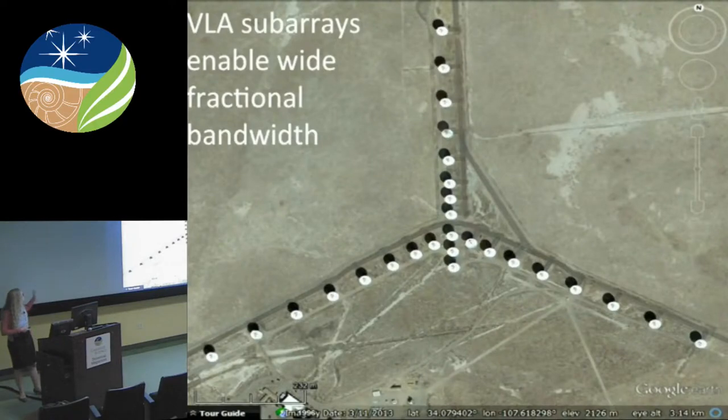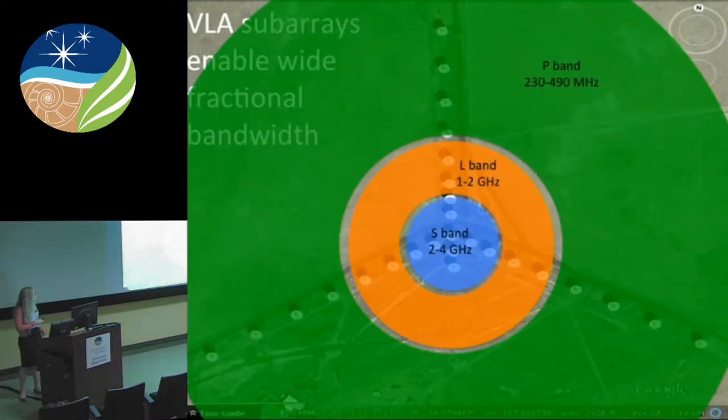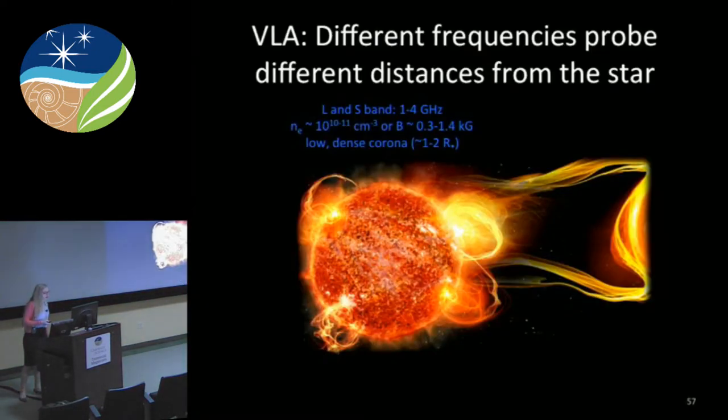So the Very Large Array, how was I able to get this wide frequency coverage that I wanted? You're able to divide the VLA into subarrays, observing at different frequencies. So that way I could observe from 230 megahertz up to 4 gigahertz all simultaneously. And the motivation for doing that is that different frequencies correspond to different distances from the star.